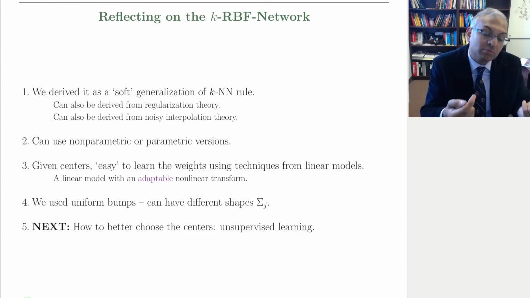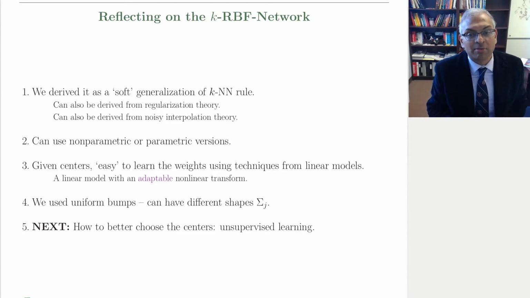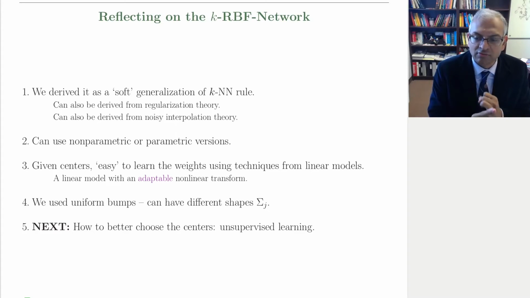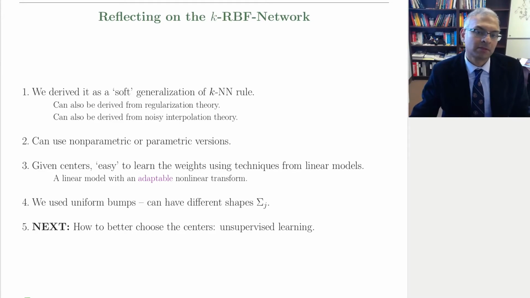But then we reduced the parametric RBF to the parametric RBF network, and that does two things. It reduces the computational challenges, since you only have to store the centers for k bumps and the weights for those k bumps, and it also helps with the overfitting issue. Now, given the centers, it's easy to learn the weights. That's just a linear model.